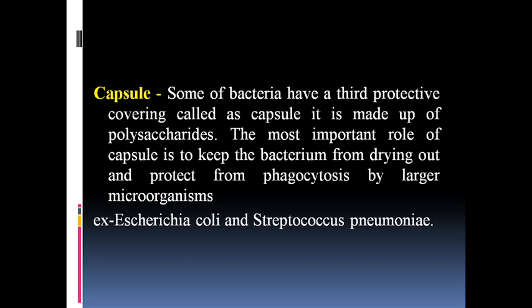The most important role of this capsule is to keep the bacterium from drying out and to protect it from phagocytosis. Phagocytosis is nothing but eating or engulfing. So, this capsule will protect these bacteria from engulfing. Keep in mind, the capsule is not present in all bacteria. Only some of the bacteria will have this layer. This is called the third protective covering of the bacteria.